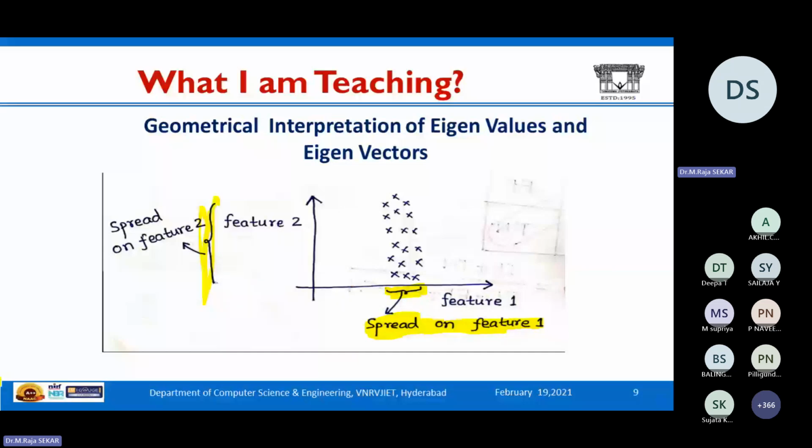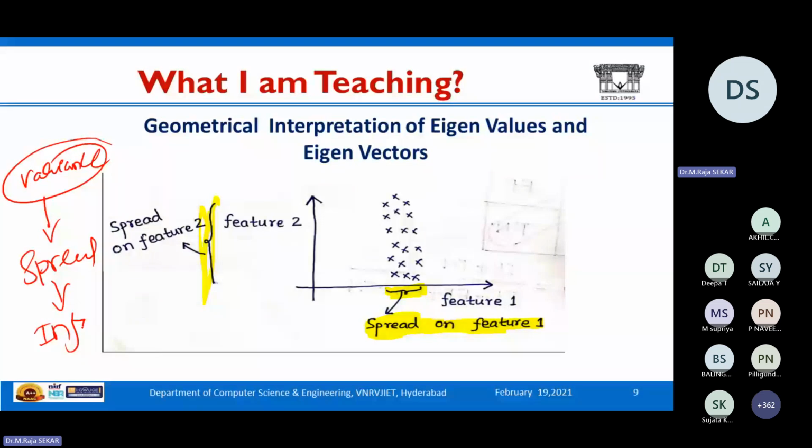In data science, in statistics, there is a concept known as variance, isn't it? Another name for variance is spread. The spread is information. If you see the spread on feature 1, compare it with this spread on feature 2. I have feature 1 on the x-axis and feature 2 on the y-axis. My intention is to reduce this 2D data to 1D data.